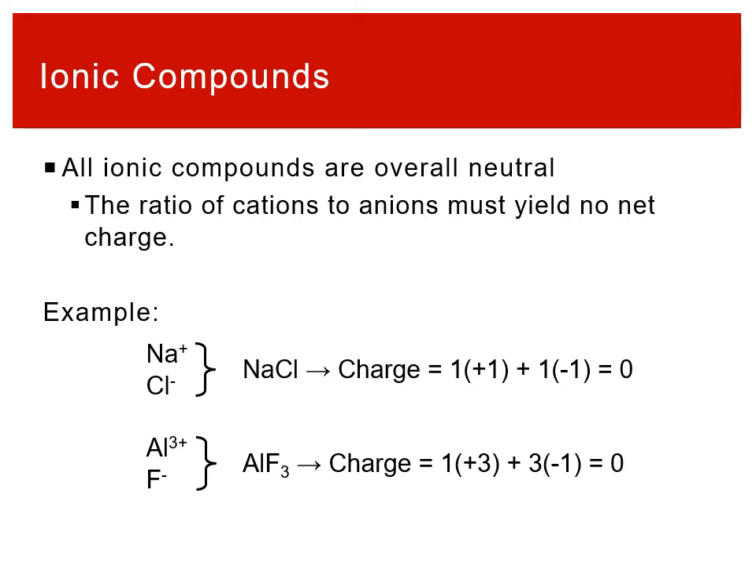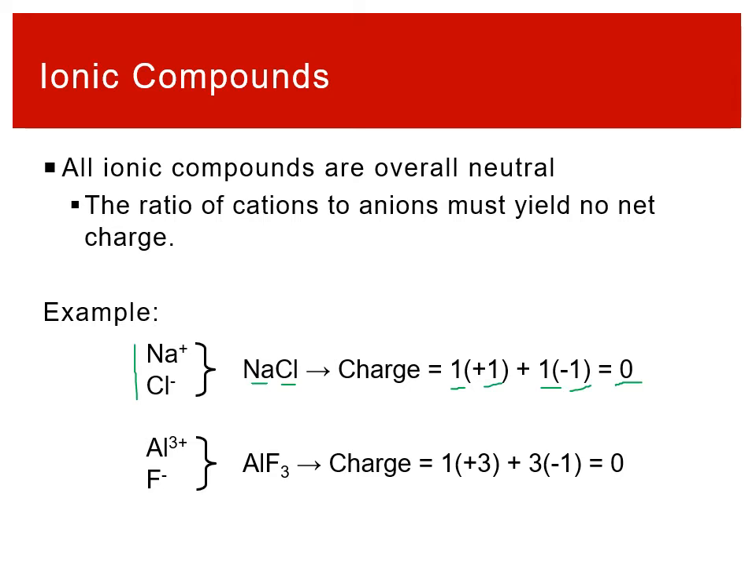So for example, sodium and chlorine. Sodium is plus 1, chloride is minus 1. So we can see that their charges are equal and opposite, right? They both have the same magnitude, they're just going in opposite directions. So the ratio of 1 to 1, just NaCl, yields an overall 0, because basically we have 1 times plus 1 and 1 times negative 1. That gives us an overall neutral charge.